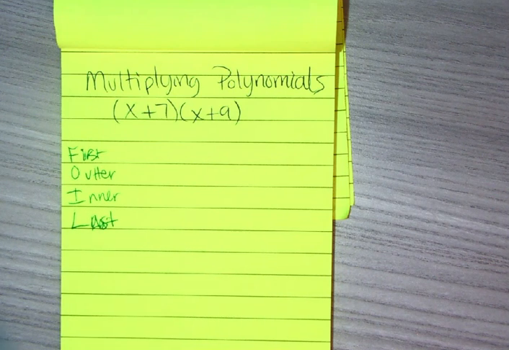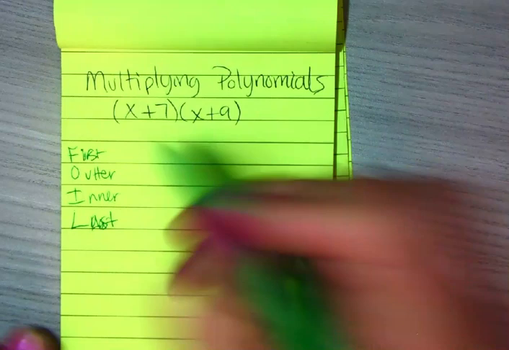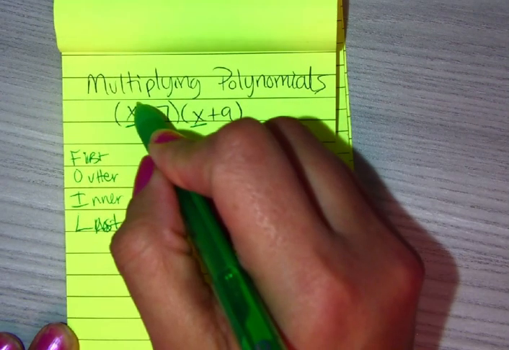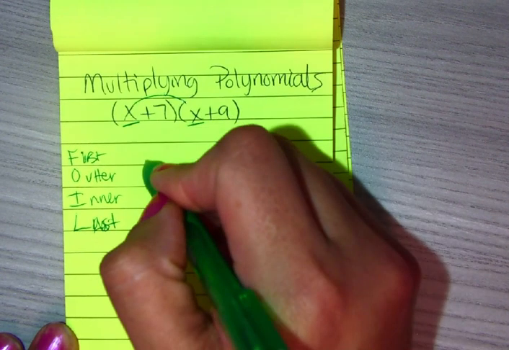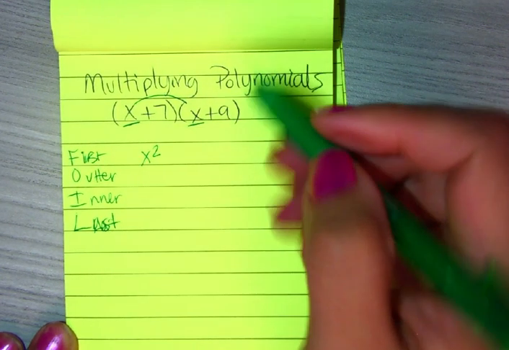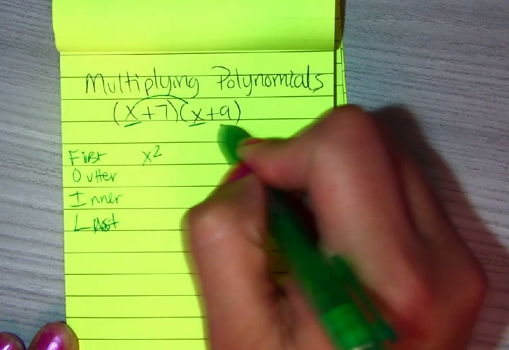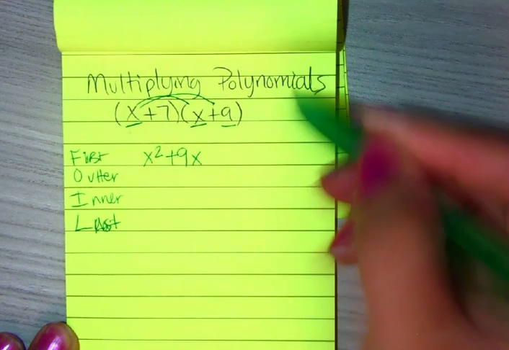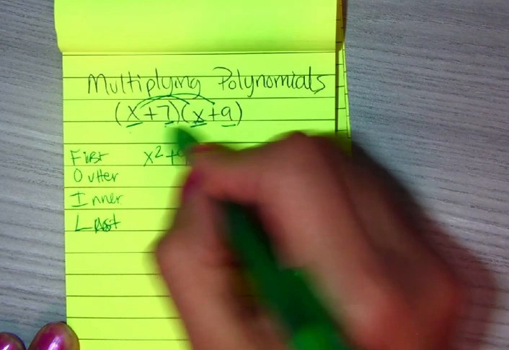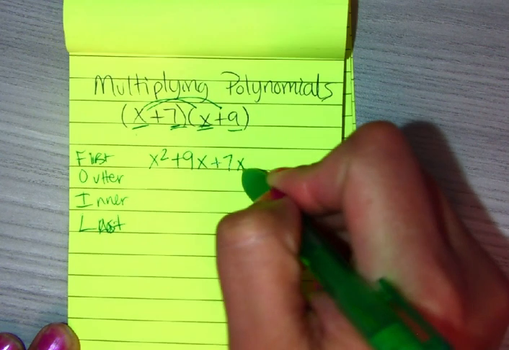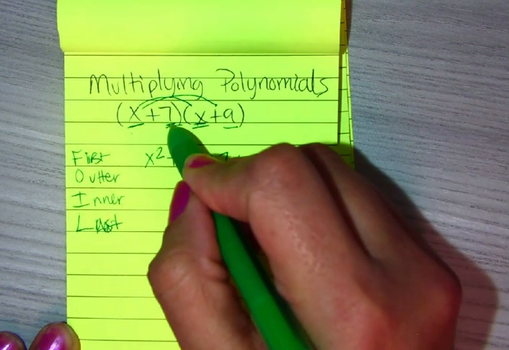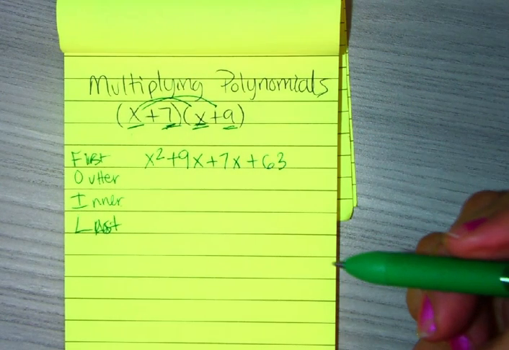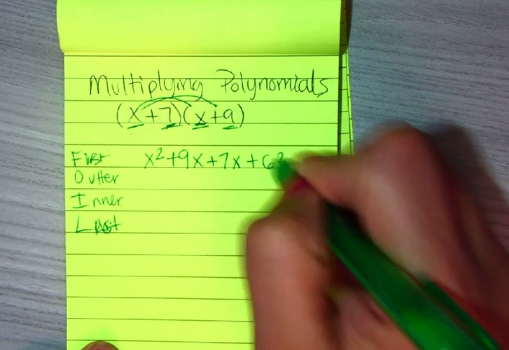Okay, so what we're going to do first is look at the binomials that you're given, and we're going to do first, which is x times x, so that will give you x squared. And then we do outer, which is x times 9, because these are the outside parts. So x times 9 gives you 9x. And then the inner, which is these two on the inside, so that's 7x. And then the last, which is 7 and 9, and that will be 63.